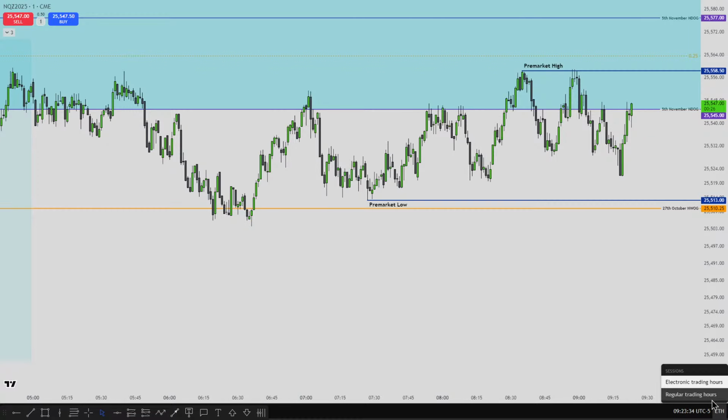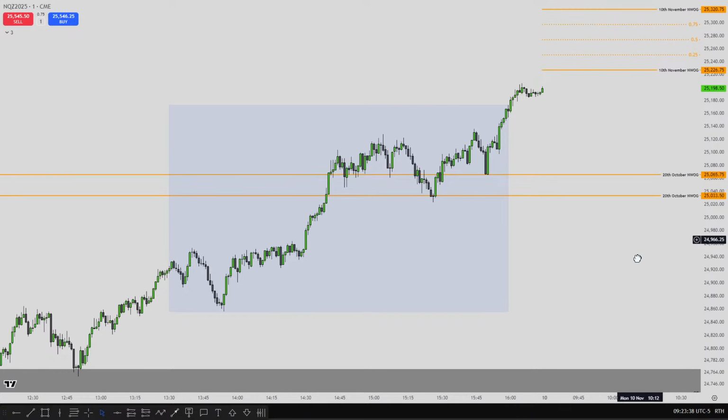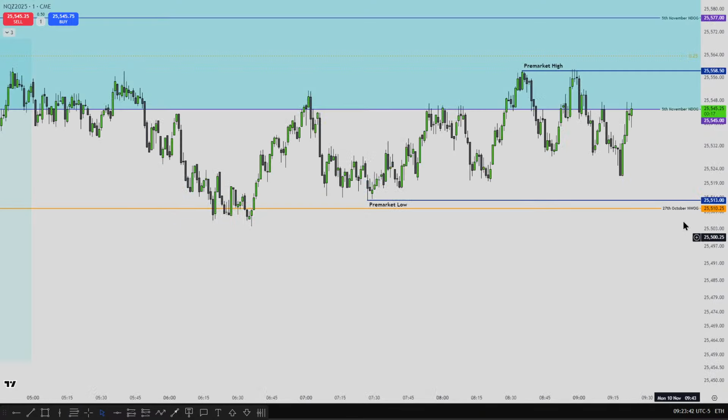Let's look at the regular trading hours chart. We have a premium opening gap, from 25,198 to, okay, it's like 350 handles.